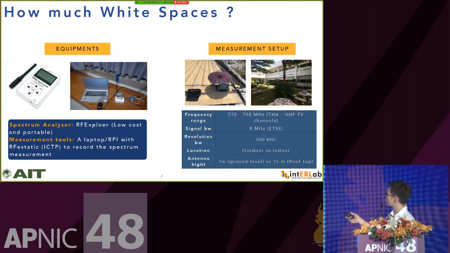And this is the measurement that we did. We focused on the TV band in Thailand, 510 to 700 megahertz. We looked at locations both outdoor and indoor, and we also considered the factor of antenna heights.